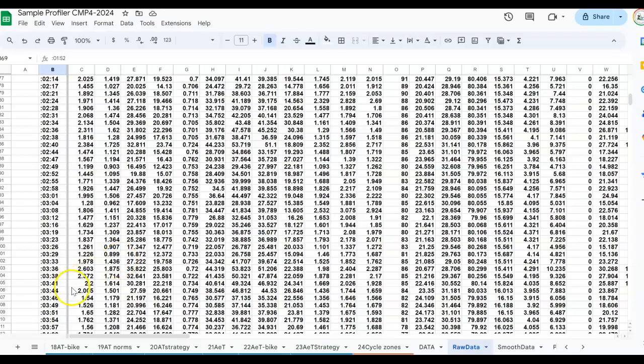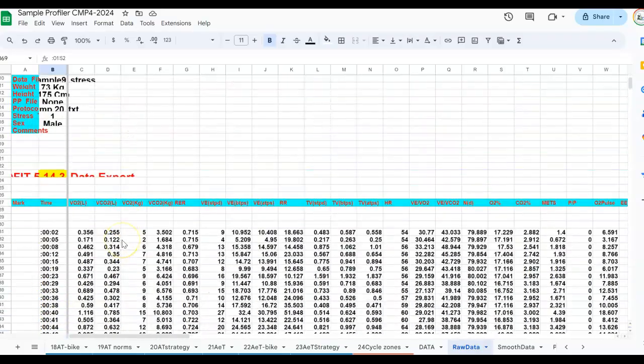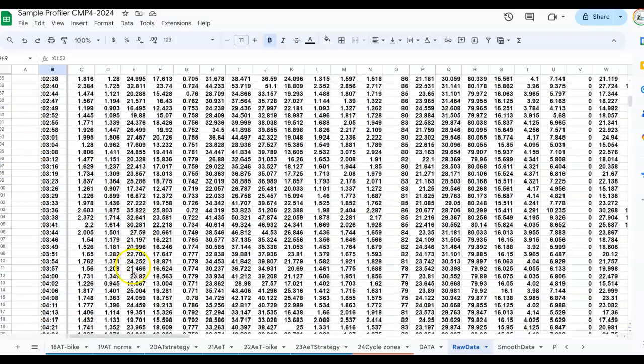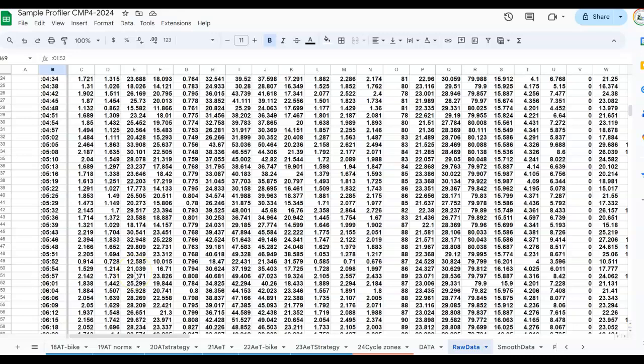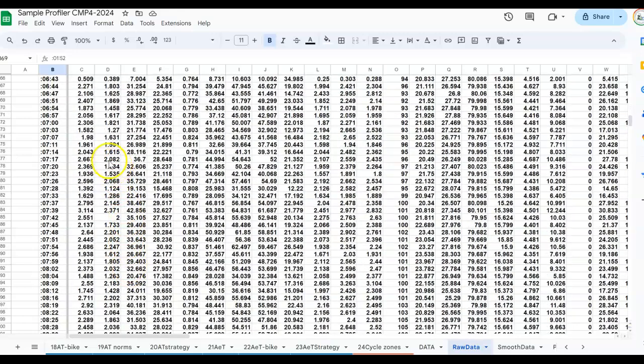We can do the same thing when we're looking at even the VO2 data here. So if we're looking at VO2 milliliters per kilogram body weight, and we start to see some 60s early on in the test or something like that.